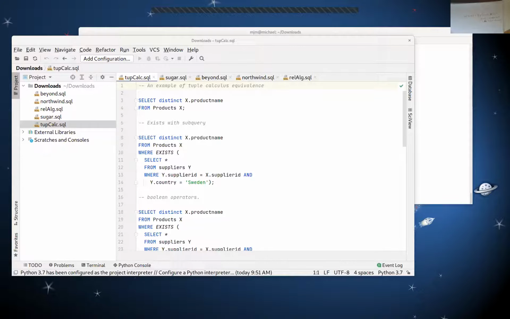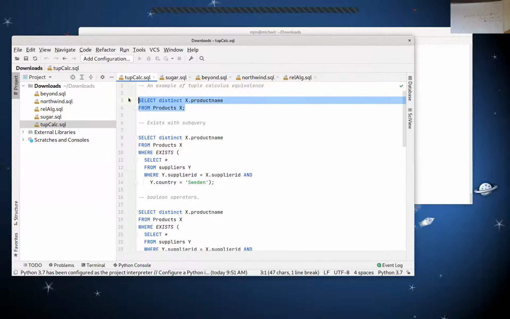All right, so let's get back to this now, and we're talking now about getting the tuple calculus to work inside of SQL. This right here is kind of silly. What is this equivalent to? This is just equivalent to the projection, X dot product name, such that X is ranging over products. So that's pretty easy, straightforward.